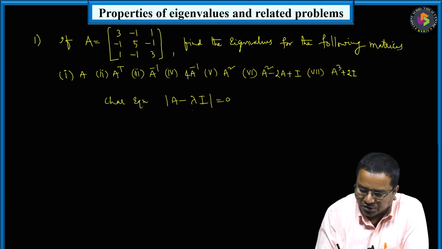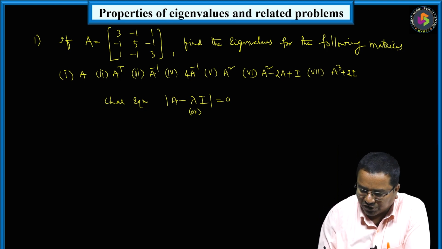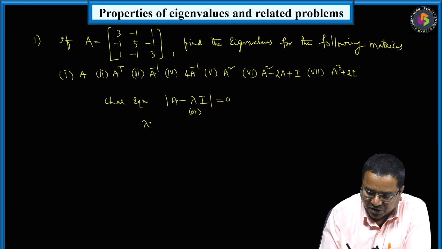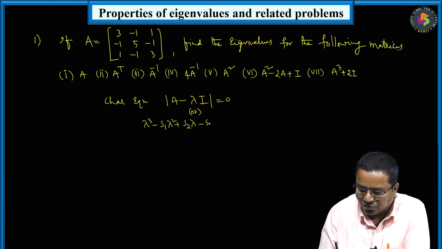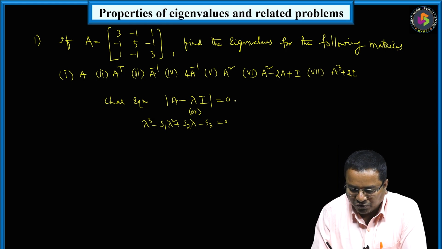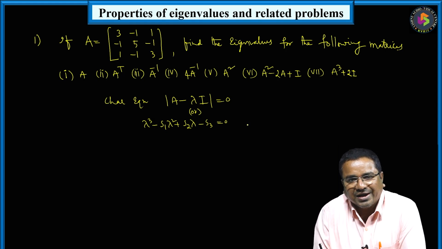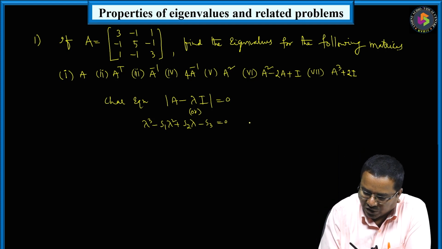But here we also have a shortcut formula if A is a 3 by 3 matrix. The corresponding characteristic equation is a third degree equation: lambda cube minus S1 lambda square plus S2 lambda minus S3 equal to 0. Instead of proceeding with the general formula, the determinant of A minus lambda I equal to 0, if you proceed with this formula, we will get the required characteristic equation directly in the proper manner. Okay, so now what is S1?